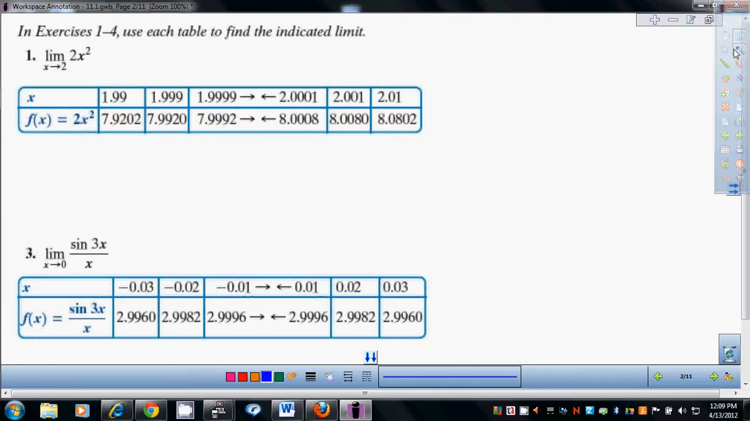So they punched in all these x values in their calculator and got these y values. Are these going to the same number? What is it? That's your answer. What about this one? They punched in numbers just slightly less than and greater than 0. Are they going to the same number? 3. So that answer would be 3. If these were different, then it would be doesn't exist.